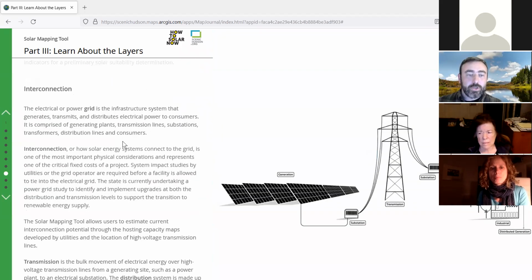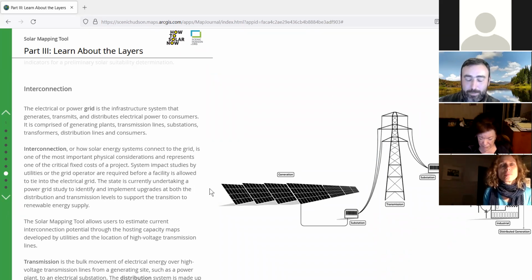So now we're getting into interconnection. And this is, you know, basically the power grid or the electrical grid. It's the infrastructure system that lets us all turn on a light when we want to. So it's composed of generation, which could be solar panels, windmills, nuclear generators, gas-fired power plants, coal-fired power plants, et cetera. It could be anything. We hope more of it will be responsibly sited solar generation.